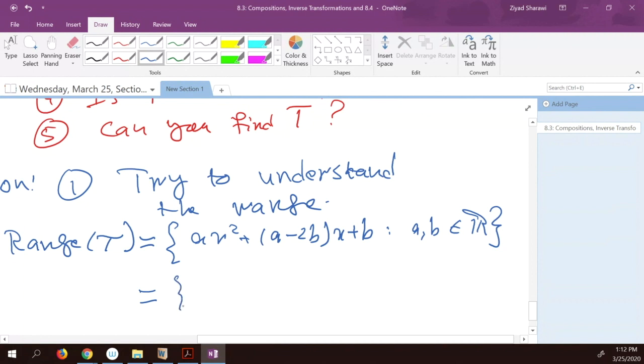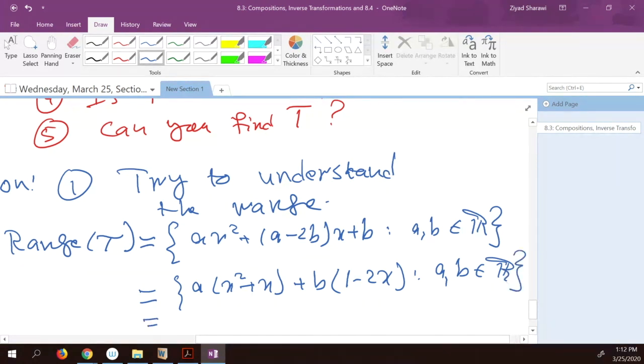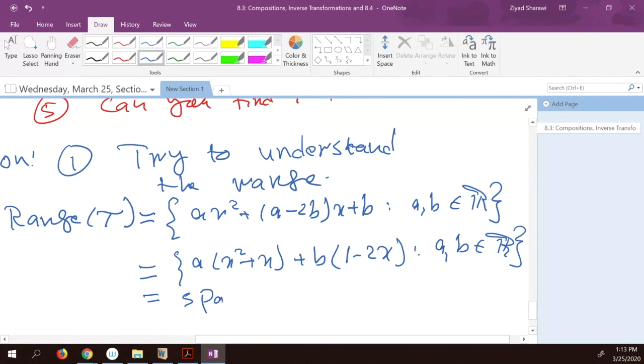And that I can write as a into x squared plus x, plus b into 1 minus 2x, such that a, b belong to R. And this I can write as a span of x squared plus x and 1 minus 2x. Think about what you see here. Is that clear? Do you agree with me? That is the range. It is the span of those two vectors, x squared plus x and 1 minus 2x.